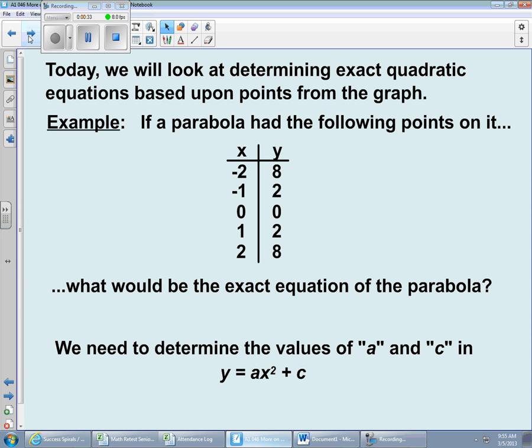Okay, so today we'll look at determining exact quadratic equations based upon points from the graph. And you should recognize these points. This is the example that we started off yesterday. But as I said, only this time we're not going to be just selecting the format of the equation. We're going to be looking at the exact equation. And in order to do that, today we're going to have to figure out how to come up with this value a, this coefficient in front of the independent variable, and also this value c, that represents the vertical shift. Those are the values that we're going to be working on figuring out today.